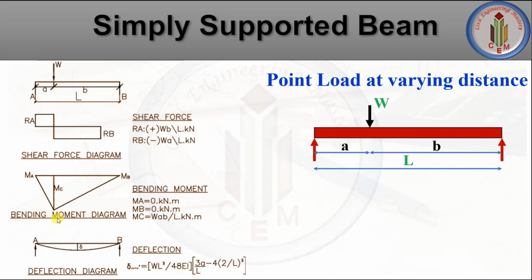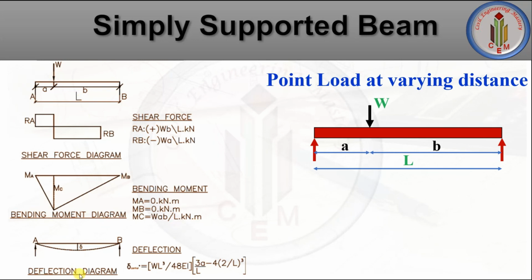Next, let's look into the bending moment diagram. Here at this point, bending moment will be 0. Similarly, MB is also 0, and bending moment will be maximum at the point of application of load. So at MC, the bending moment will be WAB divided by L kilonewton meter.